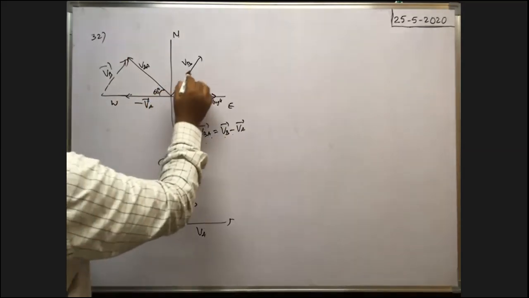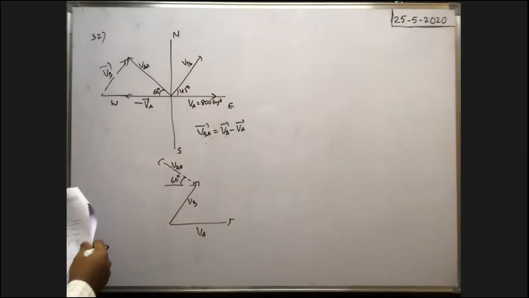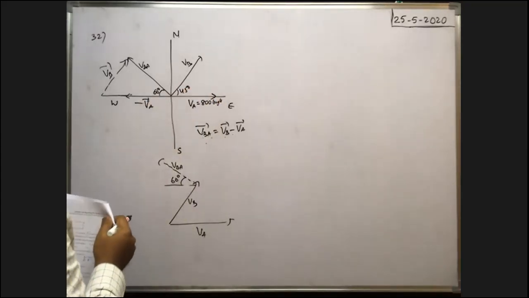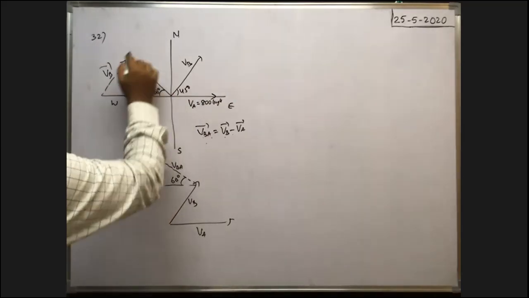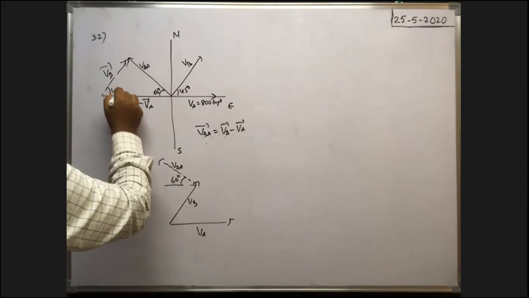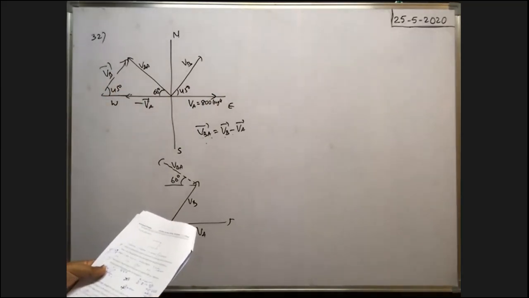Moreover, the angle between VB bar and VA bar is given as 45 degrees. So VA bar is in this direction, VB bar is in this direction. That's why this is 45. This is also given.